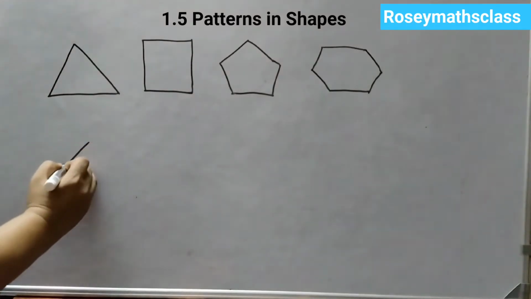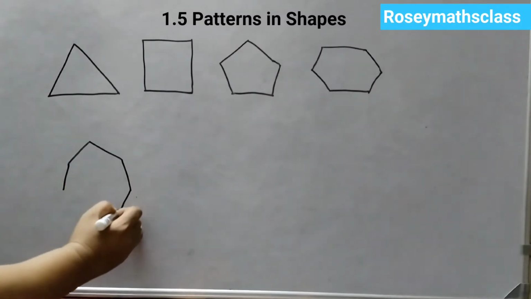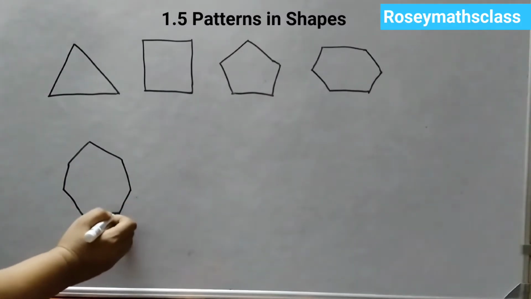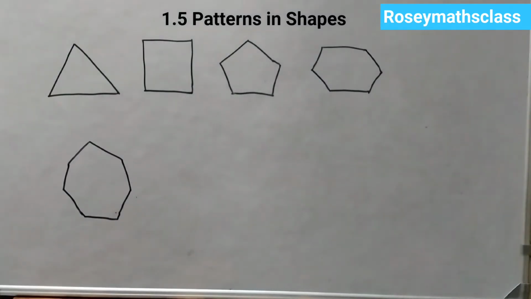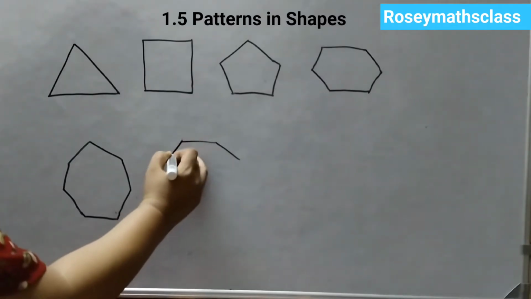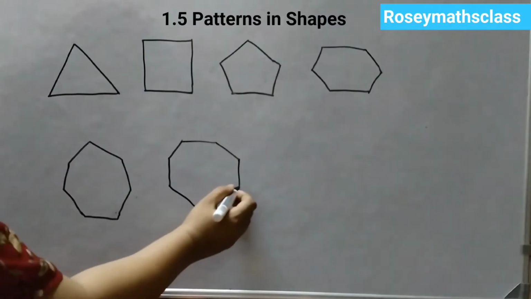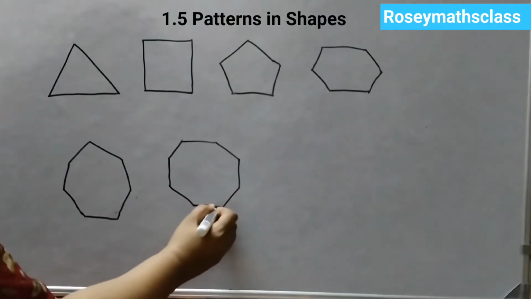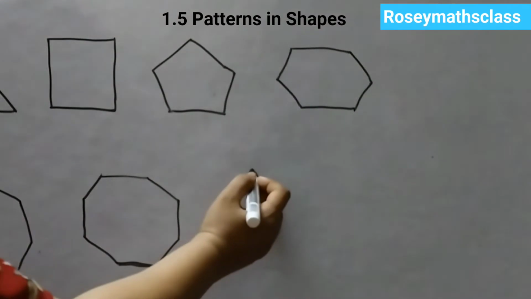7 sides we can draw like this. 1, 2, 3, 4, 5, 6, 7. That's a heptagon, 7 sides. Octagon, 8 sides. So 1, 2, 3, 4, 5, 6, 7, 8. 8 sides, 8 vertices. Next is nonagon, 9 sides.